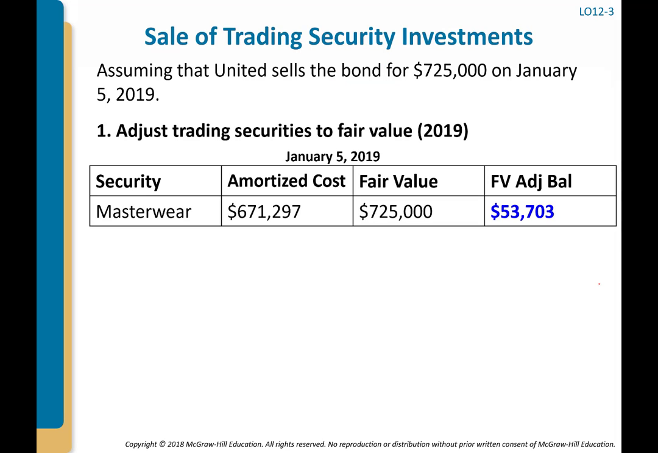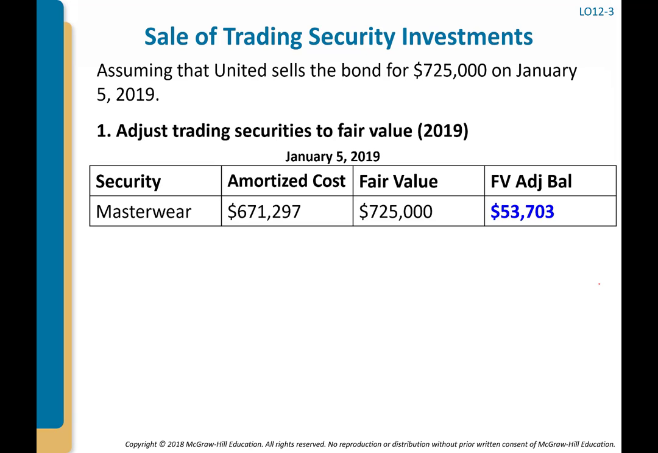Notice that we go a little bit further now, and what? Here's my amortized cost, 671,921. Now this is at the end of 2019, so the amortized cost has come up a little bit, hasn't it? Okay, because we've amortized some of that discount, and now they tell me fair value is 725, right?